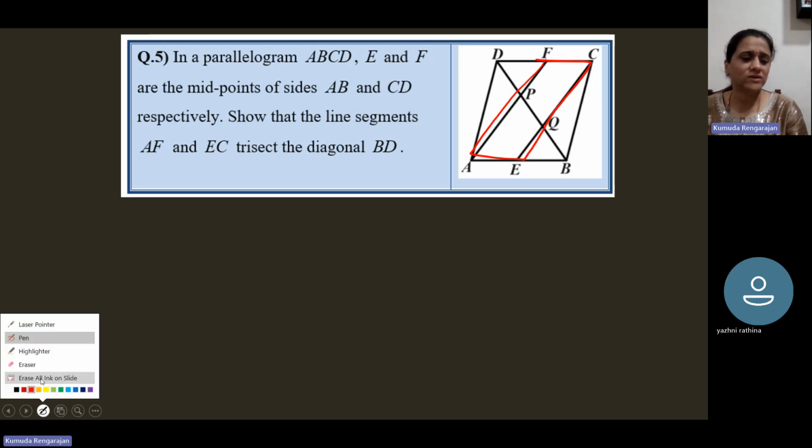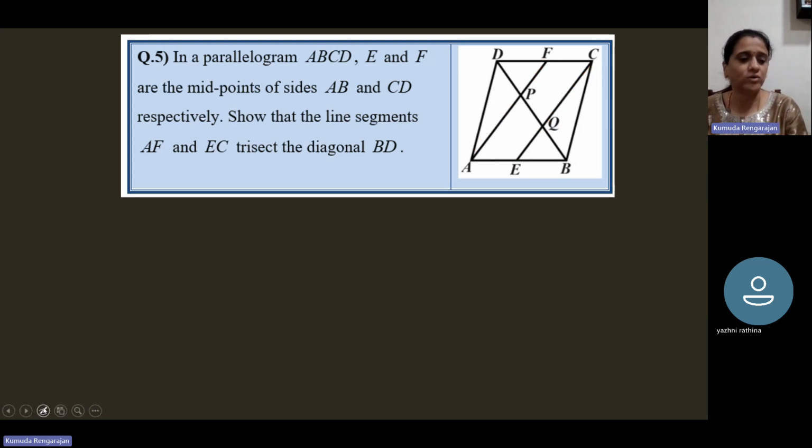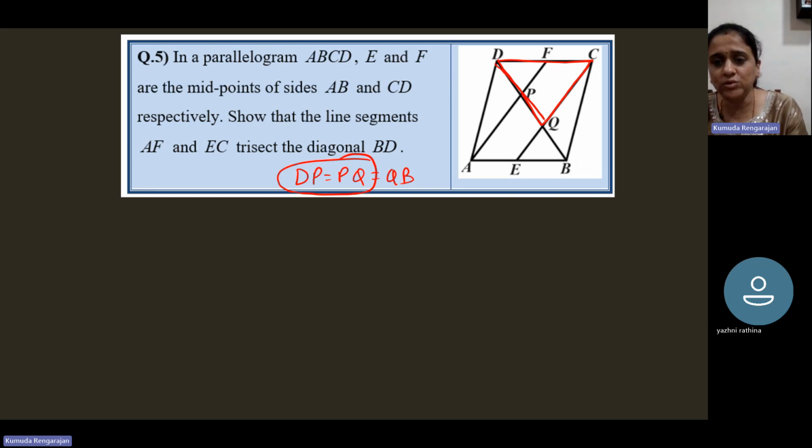Now this also is easy. What we're going to do now is still easier. Now consider this triangle DQC. How do I know I have to take this triangle DQC? See, we need to prove that DP is equal to PQ is equal to QB. So let's take a triangle that has these line segments DP and PQ. So DQC. That way we choose DQC.